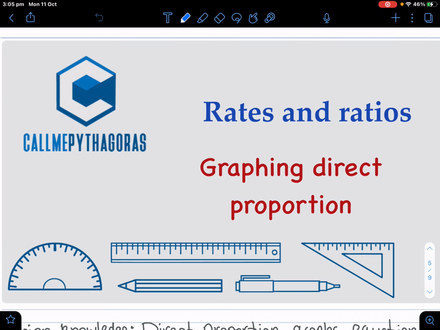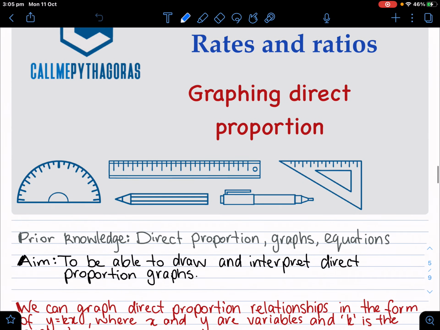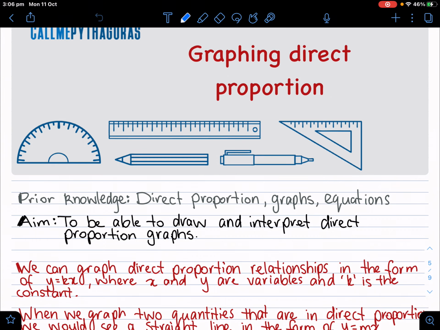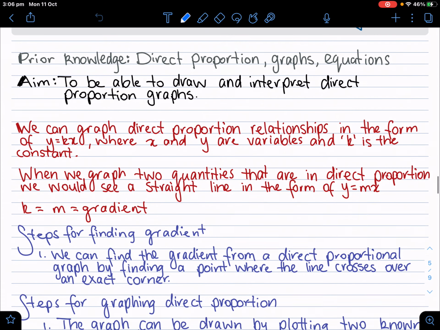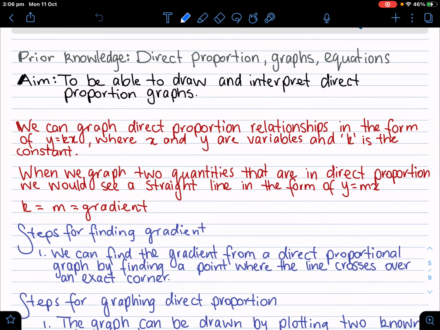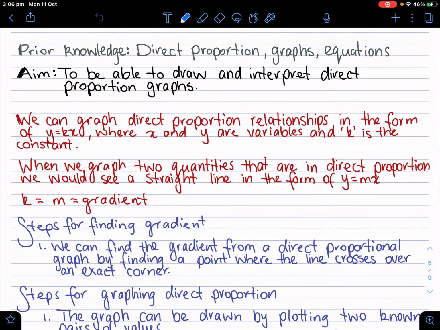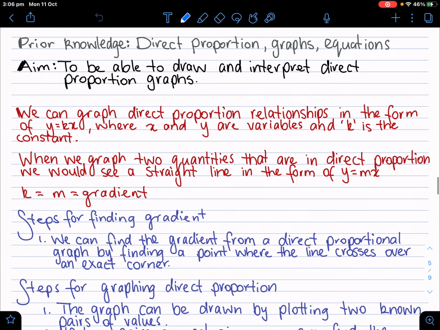Hey guys, so today we're going to be going through how we graph direct proportion as part of rates and ratios. If you're not familiar with how we work with direct proportion or how we look with graphs or use equations, please go watch those Call Me Pythagoras videos first before we get to this point. The aim of this video is so that you're able to draw and interpret direct proportion graphs. So you can draw them and you can also read from them.